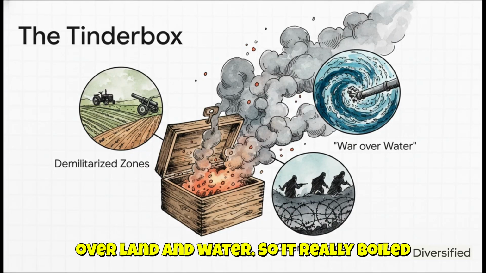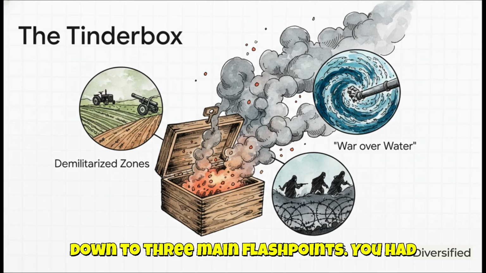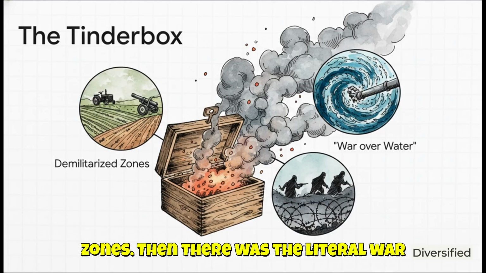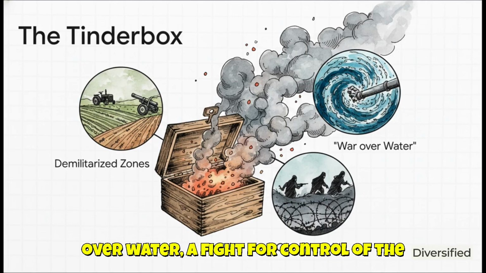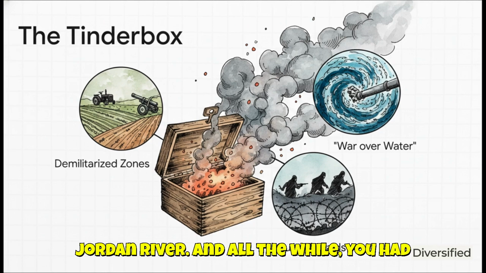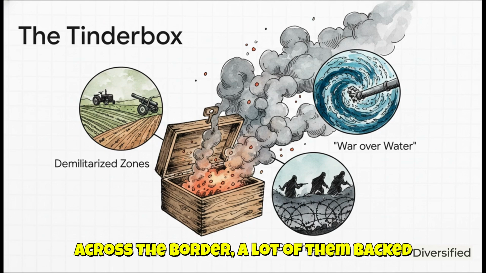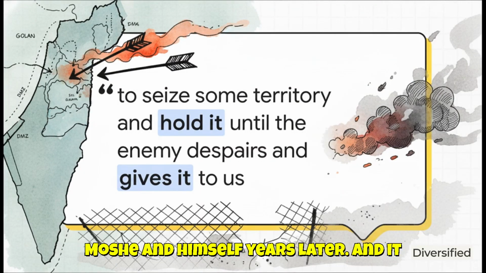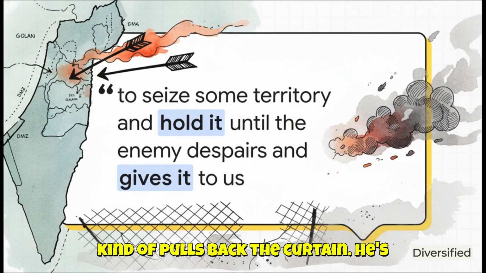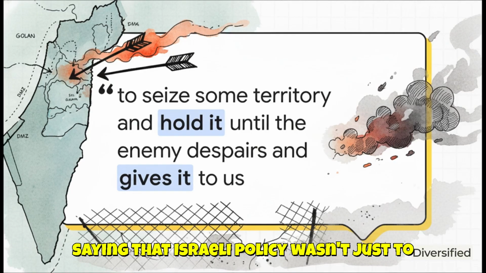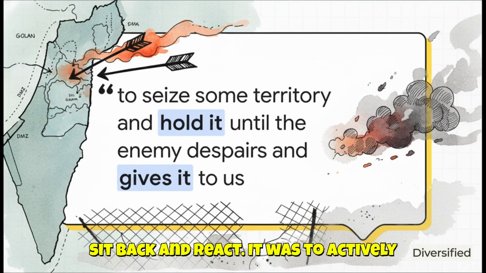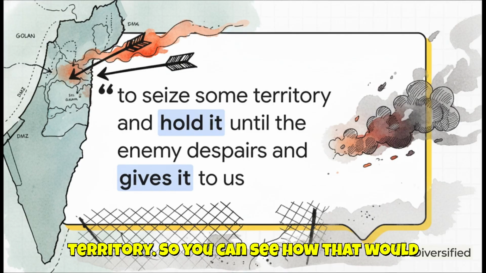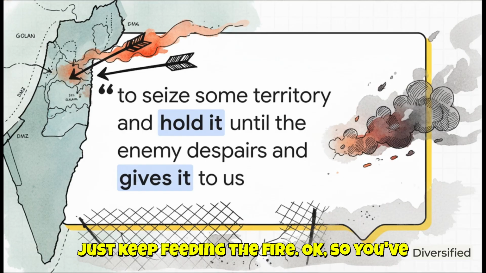So it really boiled down to three main flashpoints. You had constant arguments over who could farm the land in these so-called demilitarized zones. Then there was the literal war over water, a fight for control of the Jordan River. And all the while, you had these persistent guerrilla raids coming across the border, a lot of them backed by Syria. And this quote, wow, it's from Moshe Dayan himself, years later, and it kind of pulls back the curtain. He's saying that Israeli policy wasn't just to sit back and react. It was to actively provoke these little clashes, to slowly, piece by piece, take more control of the territory. So you can see how that would just keep feeding the fire.